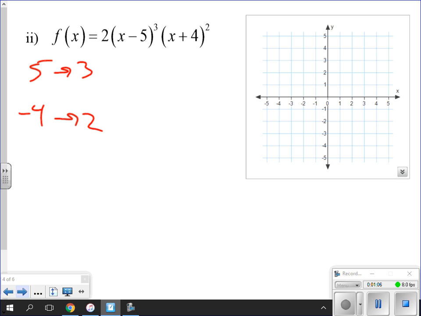Does it touch or cross at 5? It crosses. If it's odd multiplicity, it crosses. So it crosses at 5. And at -4, does it cross or touch? Touches.